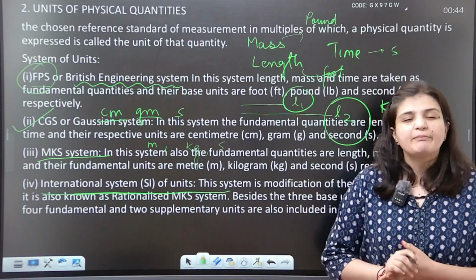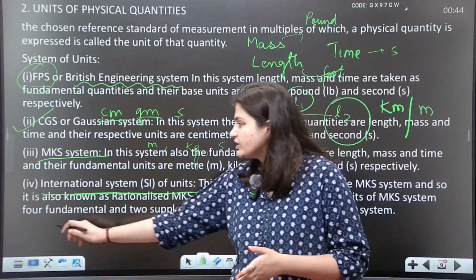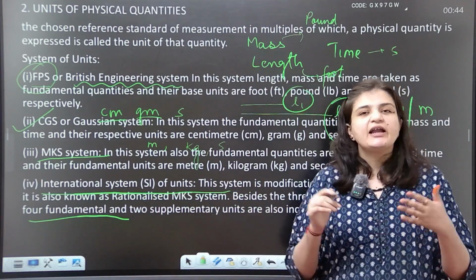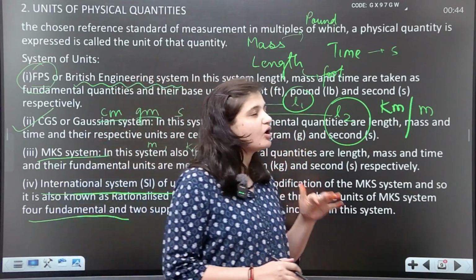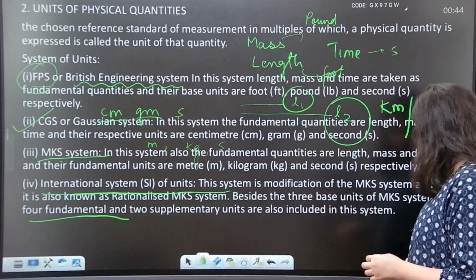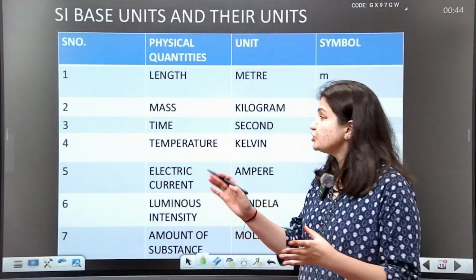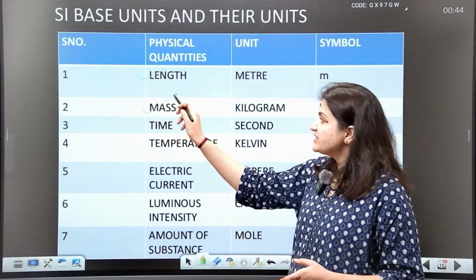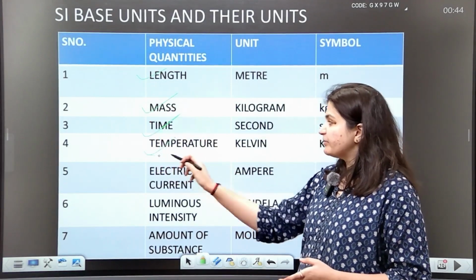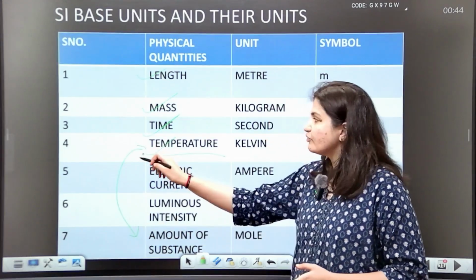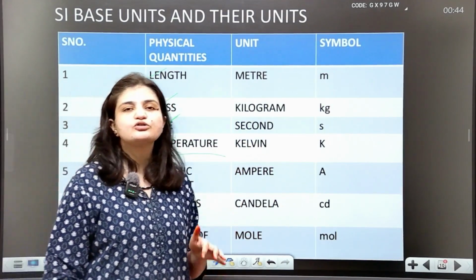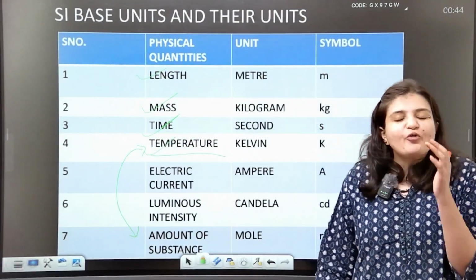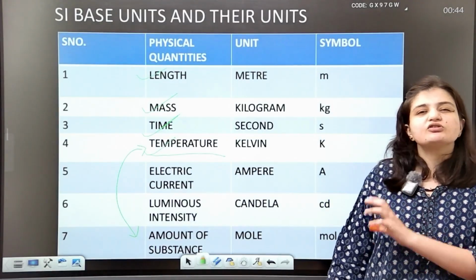Apart from this, scientists have also given four other fundamental quantities and two other quantities to measure various types of quantities. So to measure the length we have meter, mass kg, time second. We have length, mass and time that were initially discovered, but then there was an inclusion of four other quantities. So what were these four other quantities that were also introduced?